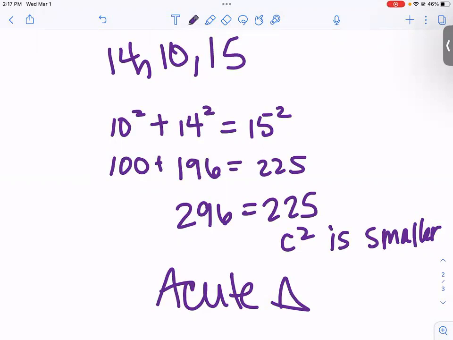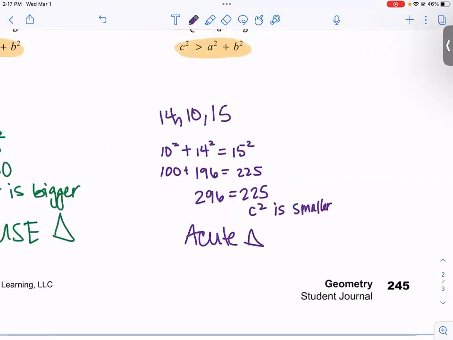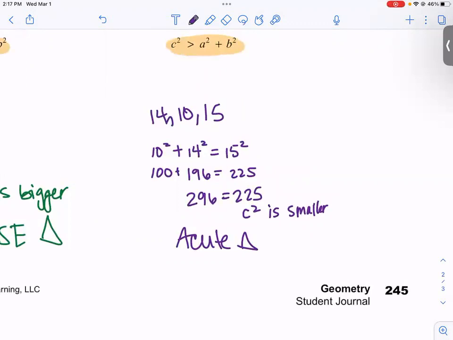Okay? So very quietly, turn to the next page, and your homework is your student journal, page 246. Now, I will tell you that there are a couple of those problems where you're really going to need your calculator to help you out with simplifying the radical. Like, look at number 1. It's a doozy.